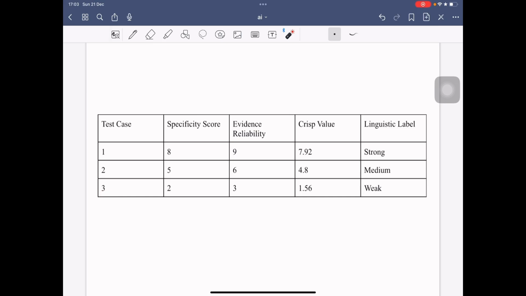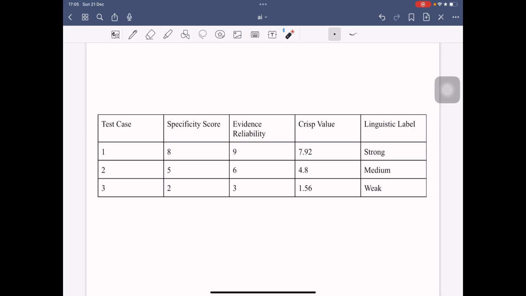For the last test case, where the specificity score is 2 and the evidence reliability is 3, both inputs are low, which gives a crisp value of 1.56 that represents weak confidence. So, acting on this kind of weak and unreliable evidence could lead to false alerts or incorrect conclusions. So, the system correctly avoids recommending immediate actions.